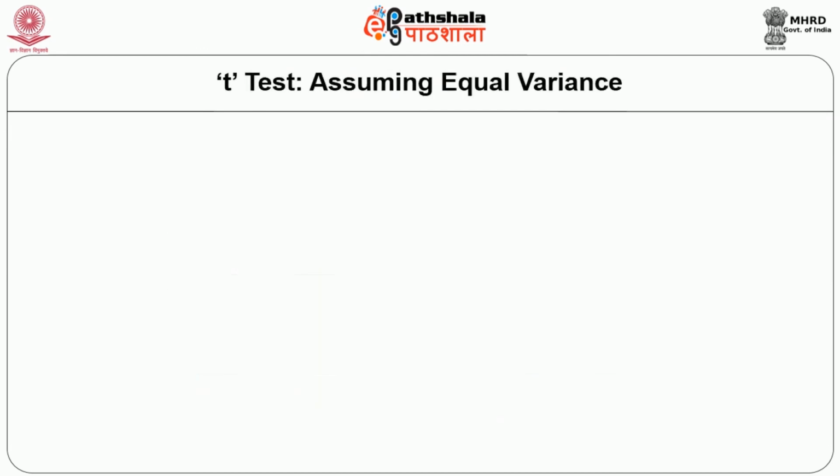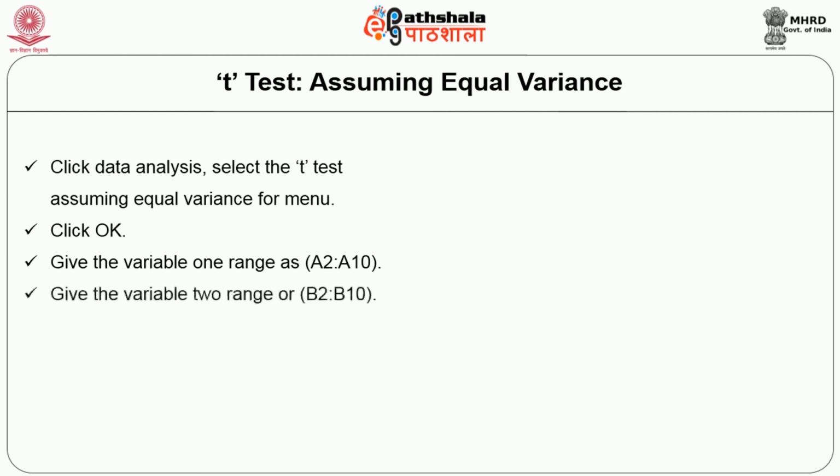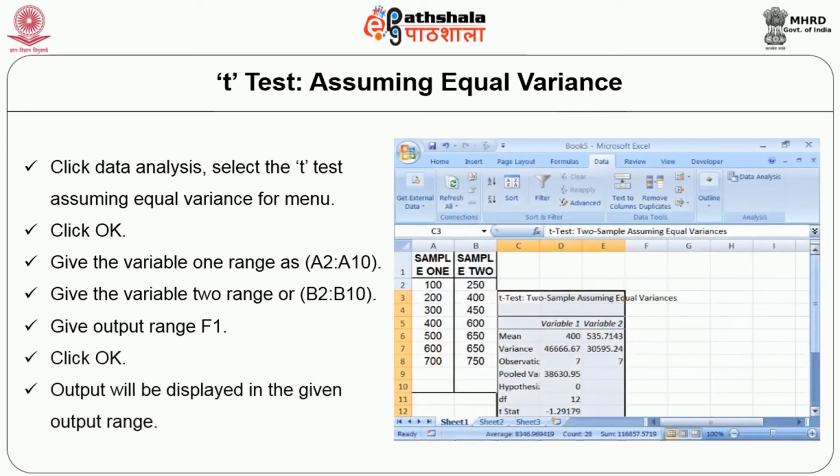T-test assuming equal variance. Click data analysis, select the t-test assuming equal variance from the menu. Click OK. Give the variable 1 range as A2:A10. Give the variable 2 range as B2:B10. Give the output range as F1. Click OK. The output will be displayed in the given output range.